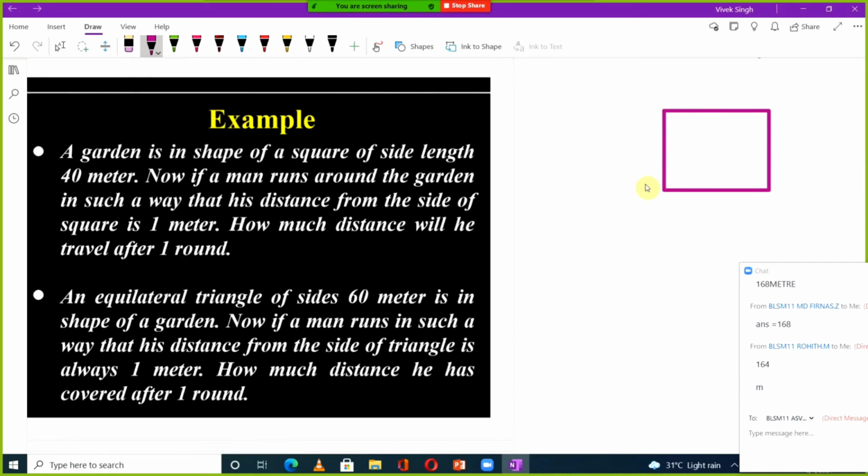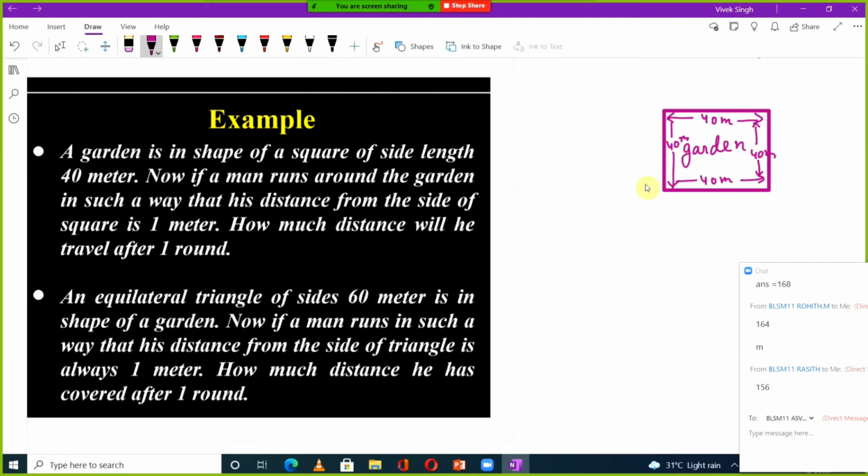Okay, so let me explain. Here they are saying that a garden is in shape of a square. So let's say this is your garden, square shape, of side length 40. It means all the sides will be 40. So this will be your 40 meter. This will also be 40 meter. Each and every side will be 40 meter. This also will be 40 meter.